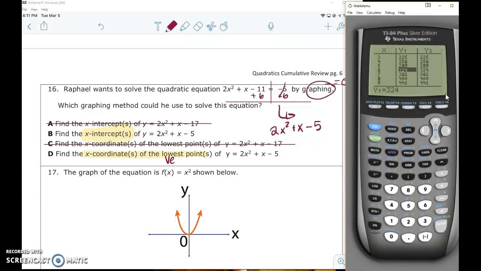So what we need to know here is what we mean when we say solve. Remember, to solve or find the solutions is the same as finding the x-intercepts. The lowest point is the vertex. So we need to find the x-intercepts. That would be choice B. That is the solutions.